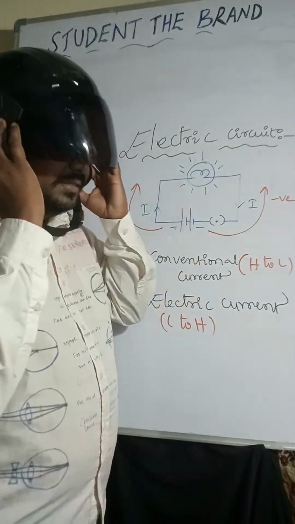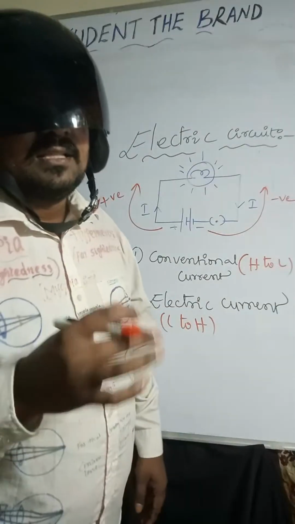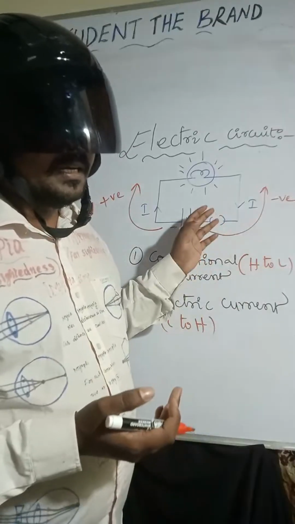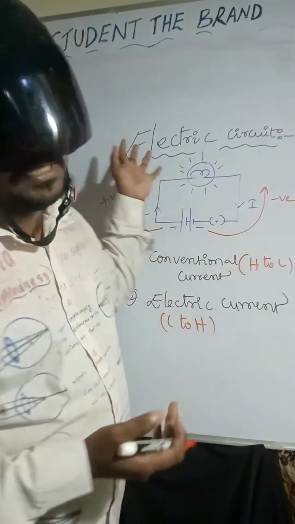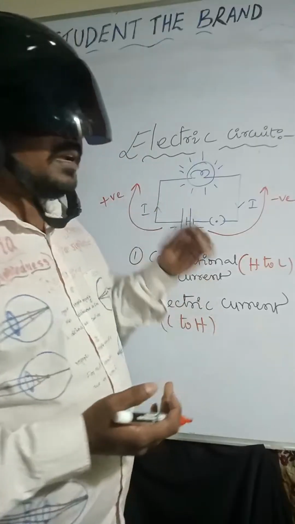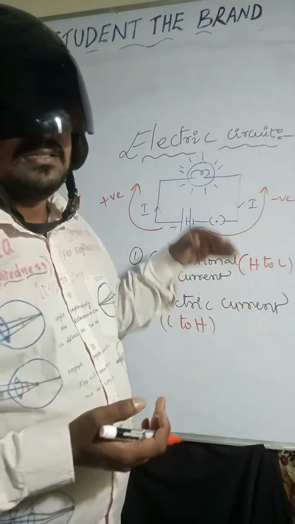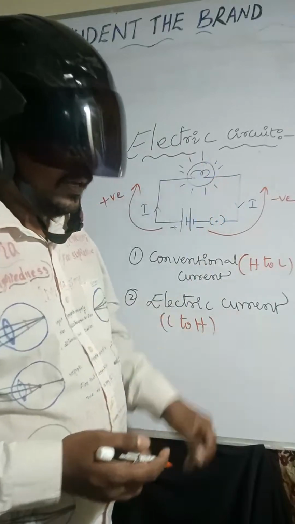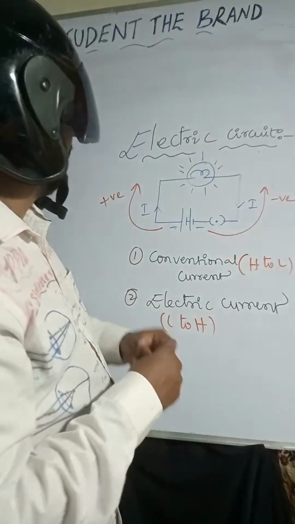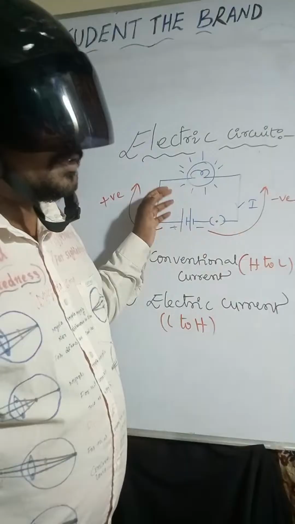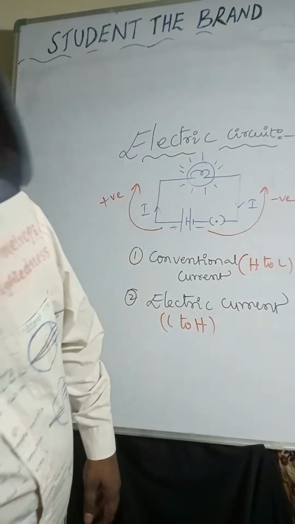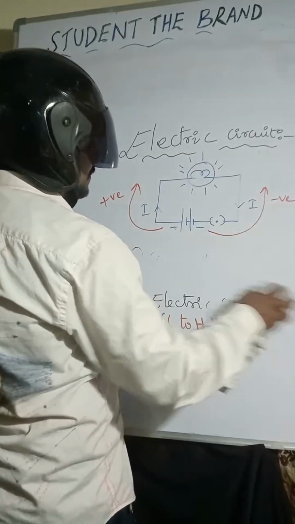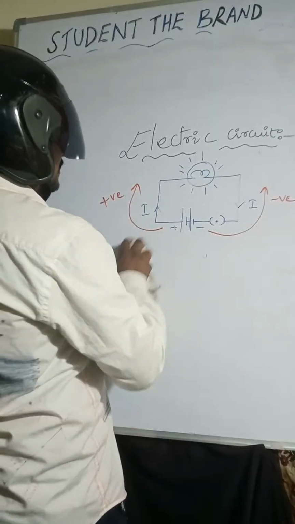The direction of conventional current is taken as the direction of flow of positive charges. The direction of electric current is the direction of flow of electrons. So these are the two terms, conventional current and electric current. Next I will discuss electrical potential and potential difference.